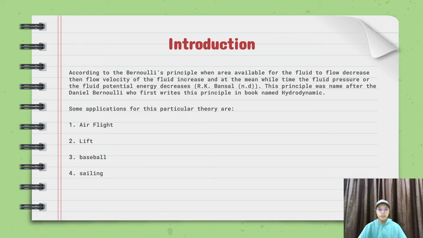For the introduction, according to Bernoulli's principle, when the area available for the fluid to flow decreases, the flow velocity of the fluid increases, and at the same time the fluid pressure or potential energy decreases. This principle is named after Daniel Bernoulli, who first wrote it in a book named Hydrodynamica. Some applications for this theory are: first, air flight; second, lift; third, baseball; and fourth, sailing.